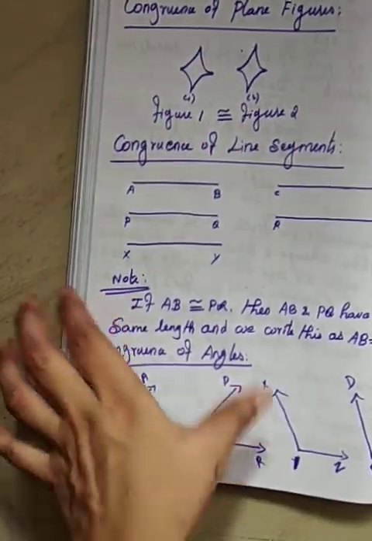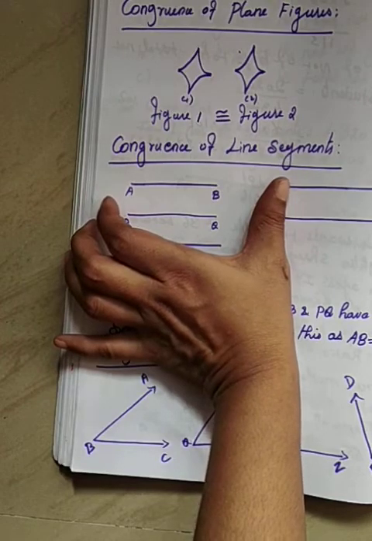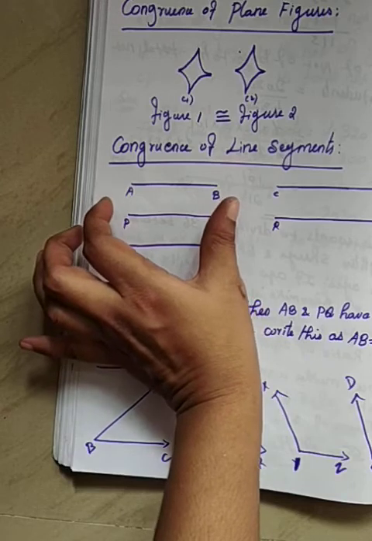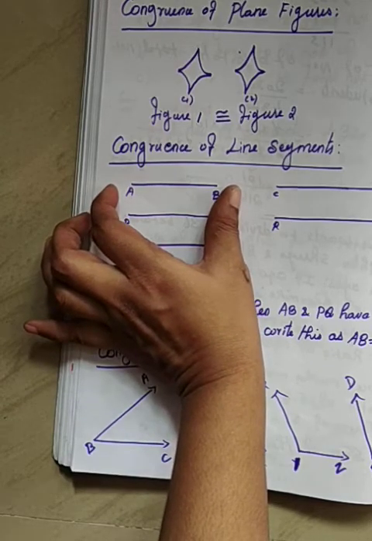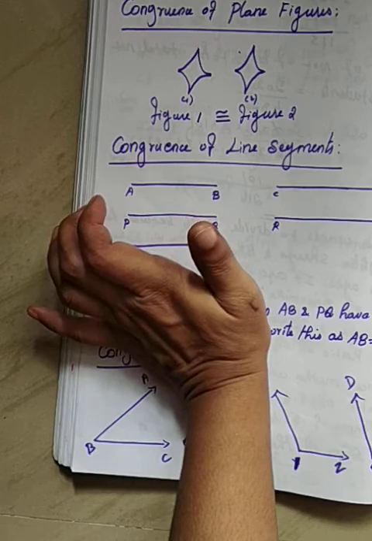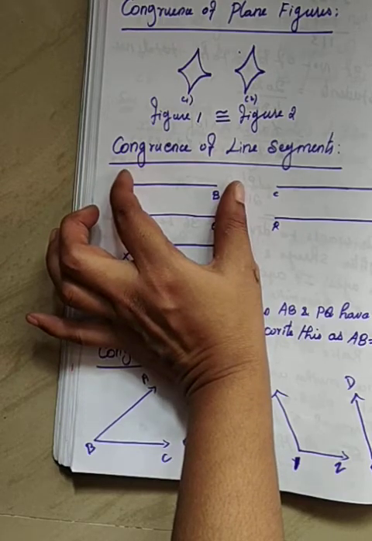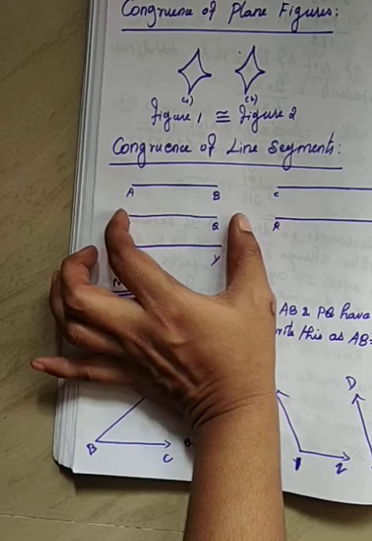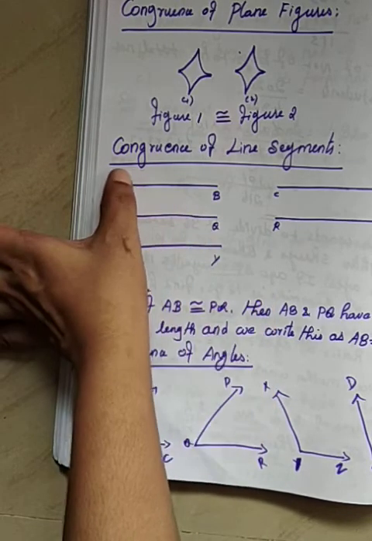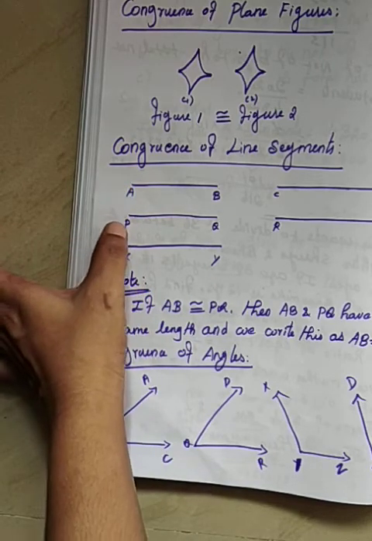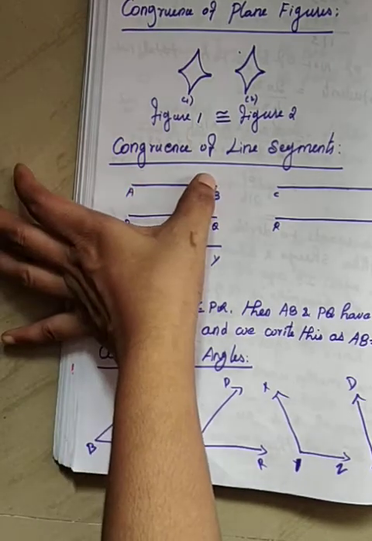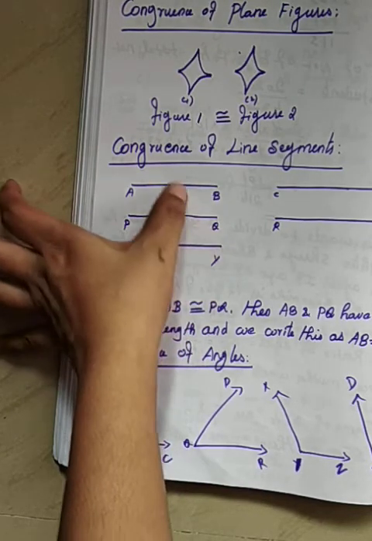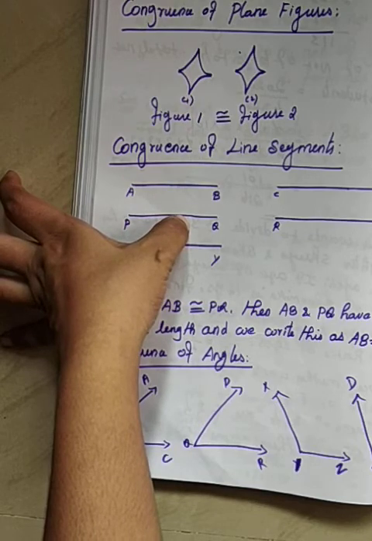Okay, the next one, congruence of line segments. So that means you have to take AB and PQ and check whether they are congruent or not. Make a copy of AB using a tracing paper and place it on PQ. If the copy of AB covers PQ such that the point A coincides with the point P and the point B coincides with the point Q, we can conclude that AB and PQ are congruent line segments.